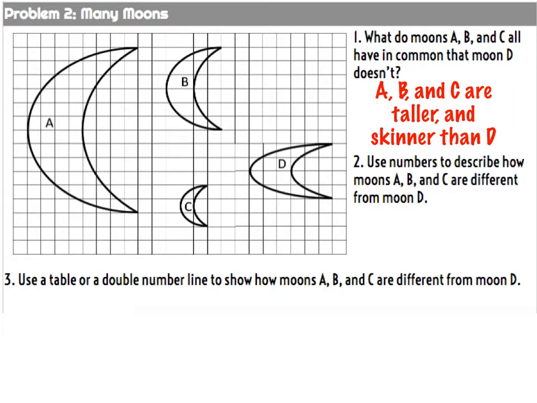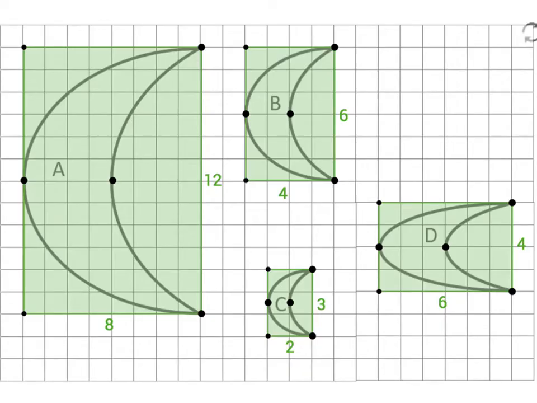What I'm going to show you next is one example of how you could use numbers to compare. If you wanted to just look at the overall height and width of these, you could draw a rectangle around it and say, okay, how wide is it at its widest point and how tall is it at its tallest point? A is going to be 8 by 12, B is 4 by 6, C is 2 by 3, and D is 6 by 4.